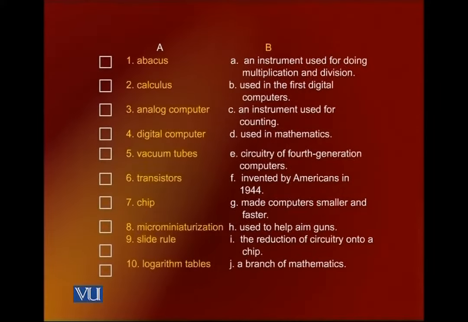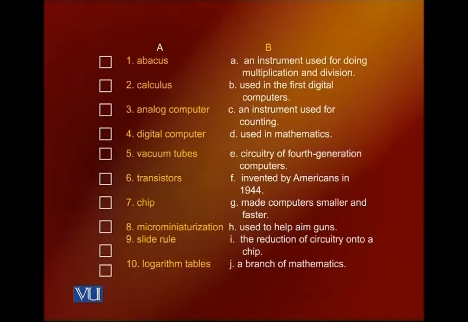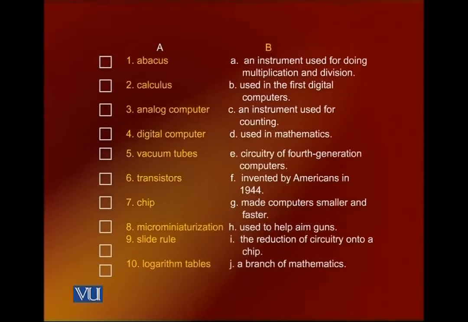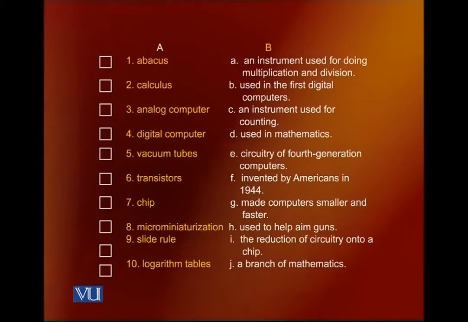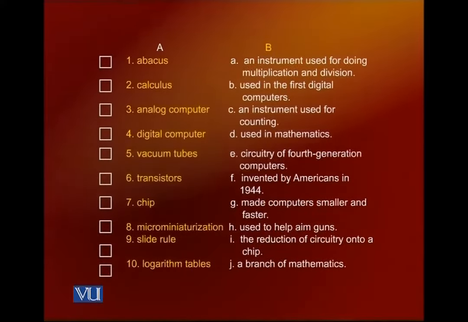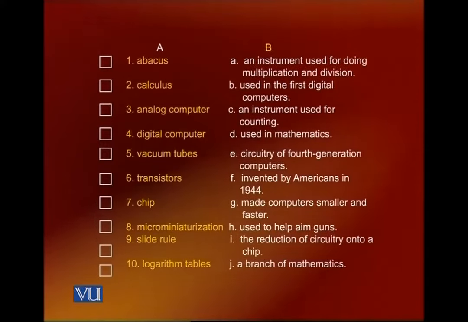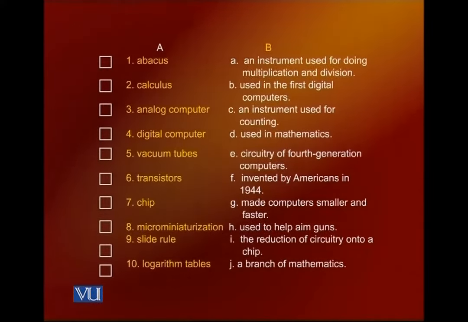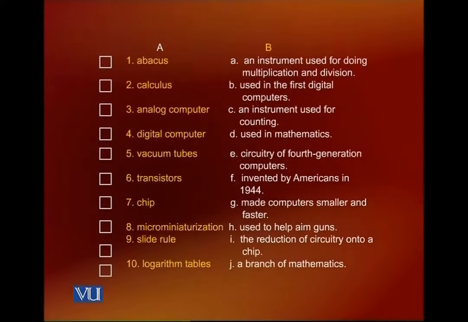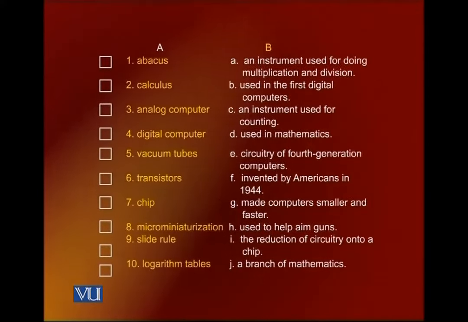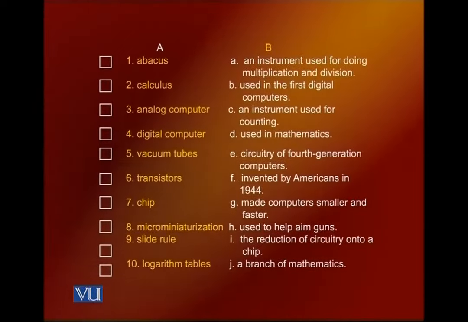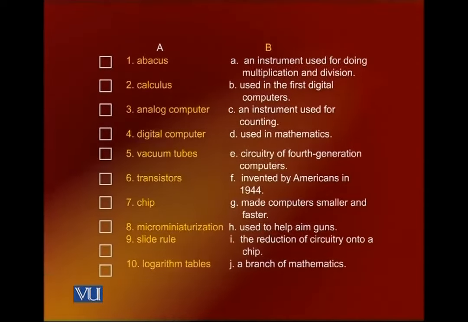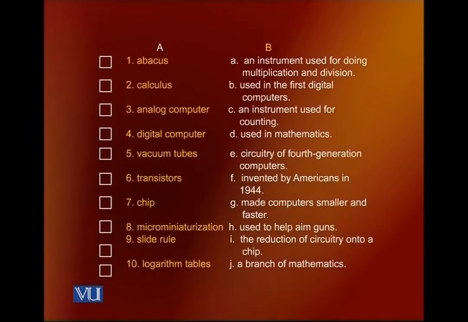This would match with which one? It would match with I in column B. The reduction of circuitry onto a chip. Number eight matches with number I. And number nine, slide rule. So number nine would match, it's A. An instrument used for doing multiplication and division.